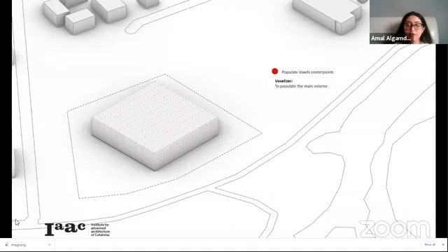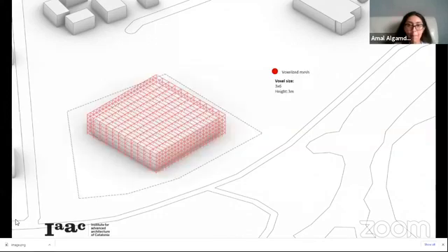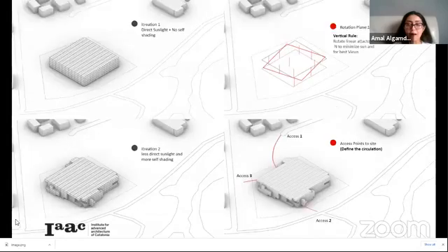After that, we started voxelizing our building by populating voxel center points to populate our main volume. This is the first point that we started from. Then we started setting our linear attractors. After that, we created our voxels, which are 3 by 6 meters with a height of 3 meters. Then we started creating our first iteration.